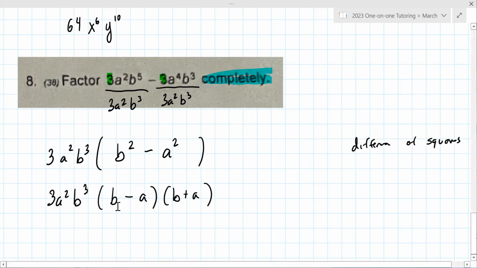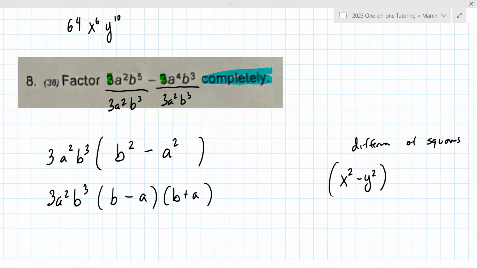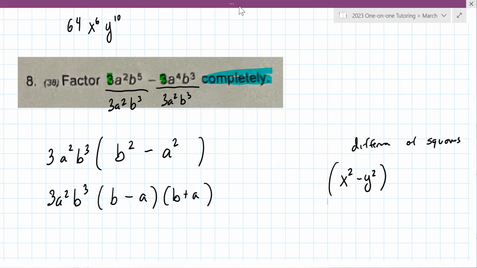So if you don't feel like you've seen that before, maybe ask your teacher or go back and look at 38 and see if it says anything about difference of squares. I am gonna look at the answer sheet real quick for this one, because I'm not sure what it wants. Oh, you were right, yeah. So it does want you to put B minus A and A plus B.